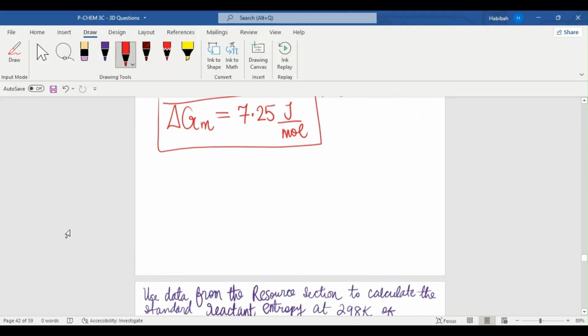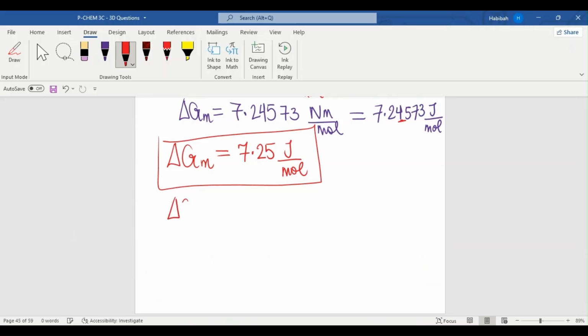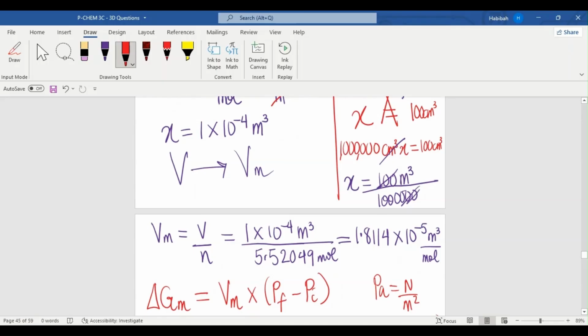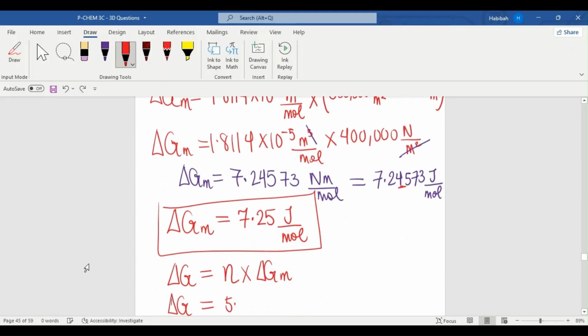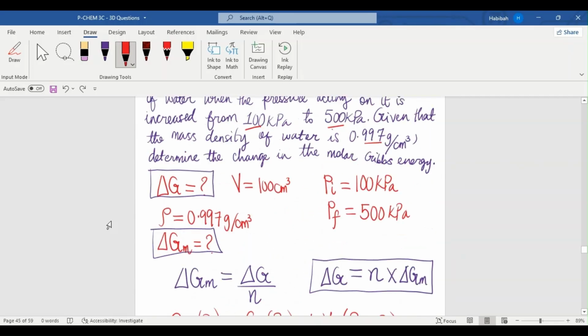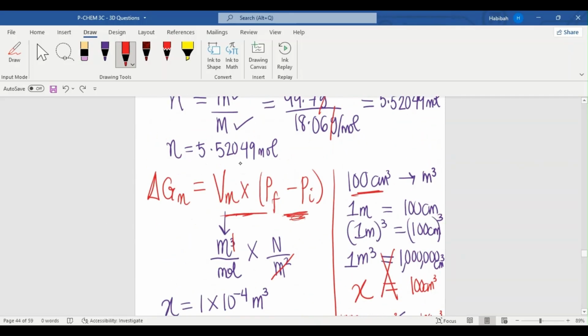Well, if you remember what I taught you, the change in Gibbs energy is the same thing as the number of moles times the change in molar Gibbs energy. So the change in Gibbs energy is now simply going to be the number of moles. We know that to be 5.52. We calculated 5.52049.